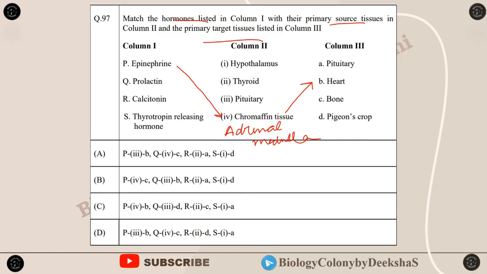Then we have prolactin. Prolactin is secreted from pituitary and its target tissue is pigeon's crop. So it is involved in milk production. Then we have calcitonin. It is secreted from C cells of thyroid and its target tissue is bone. Then we have thyrotropin releasing hormone. It is secreted from hypothalamus and the target tissue is pituitary. So option C is correct.